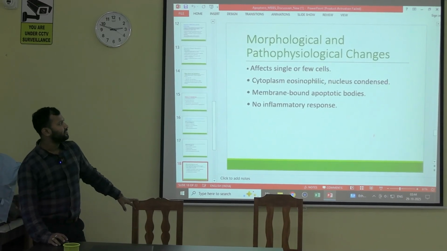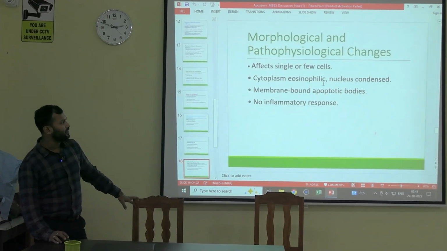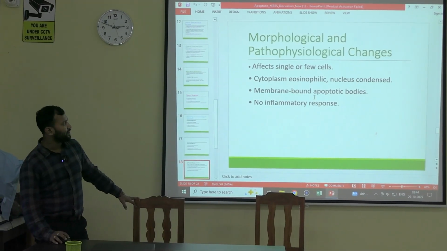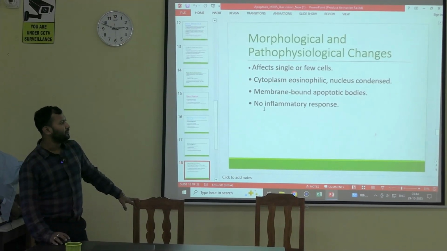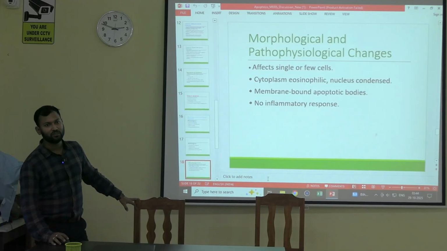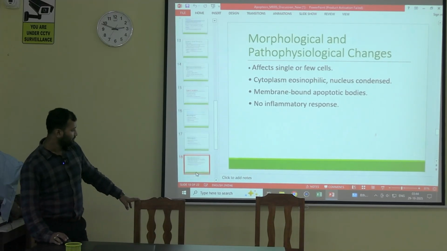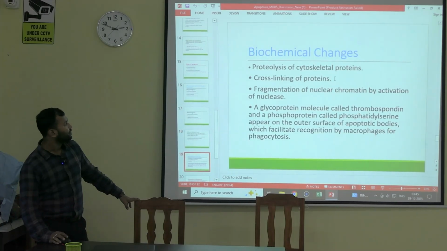So the cytoplasm will be eosinophilic, then the nucleus will be condensed. Membrane bound apoptotic bodies will be formed, but there is no inflammatory response. Because it is only one cell, there will be no inflammation, no? And it is already done by the body.